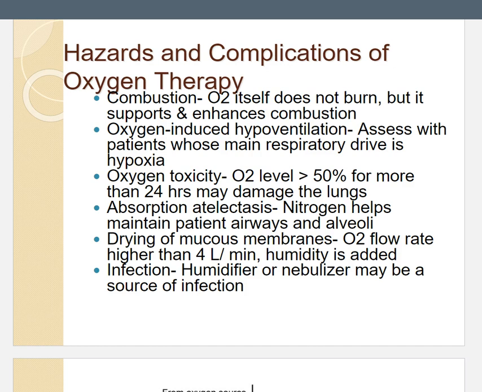All right. So that's some of the hazards and complications of O2 therapy, okay? We're going to talk a little bit about now high flow and low flow oxygen.